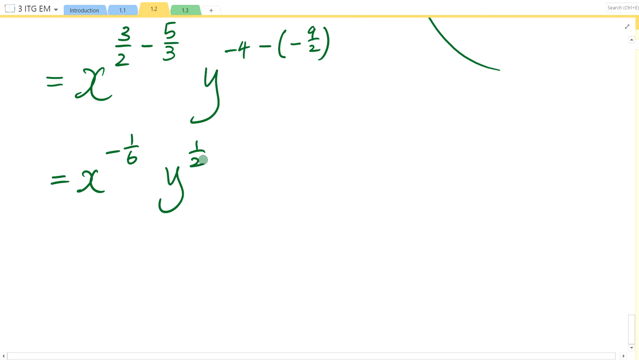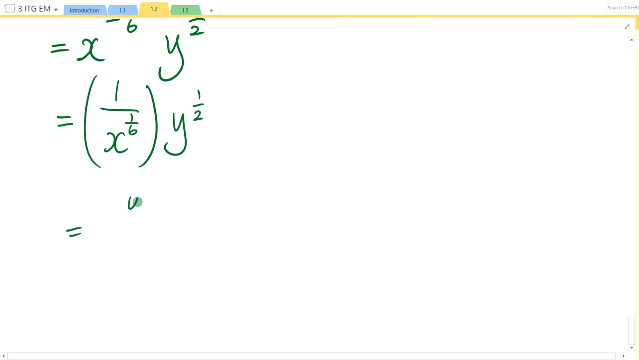Is this my final answer? Why not? Negative index. Oh, they wanted it to be positive index, right? So what shall I change? Only the x, right? So how do I change it to positive index notation? Fraction. What do I write as the numerator? 1 over x to the power 1 over 6. And on the other side, I have y to the power half. I can put it this way, y power half over x power 1 over 6.